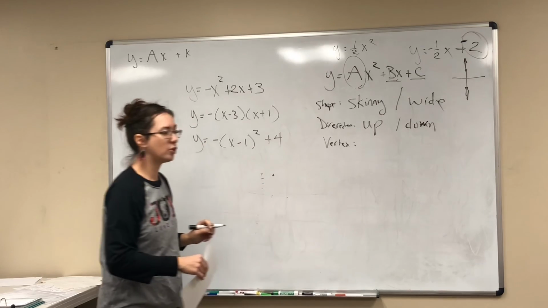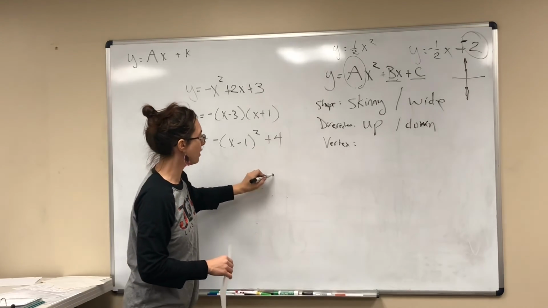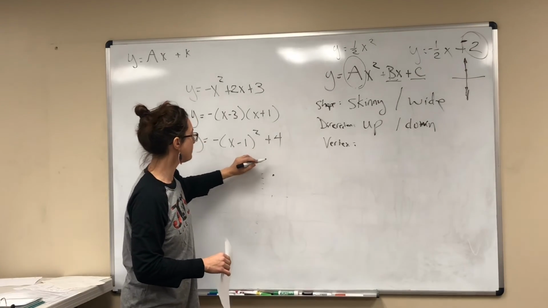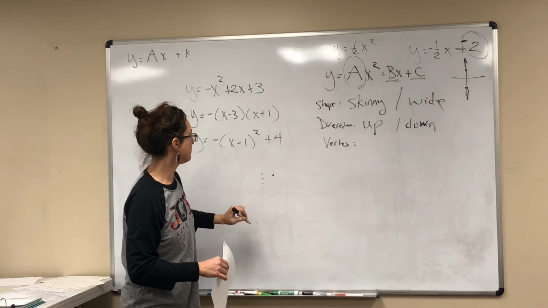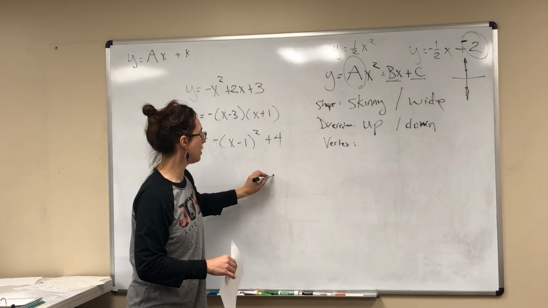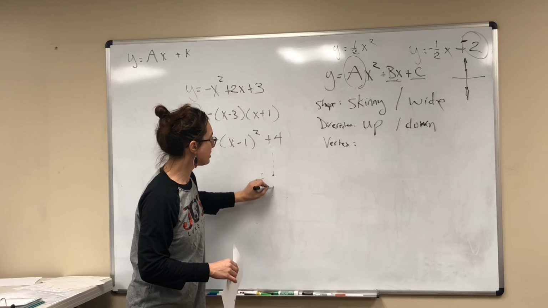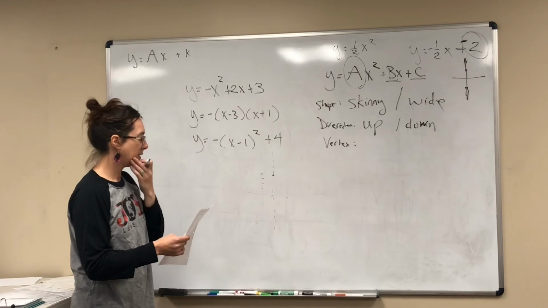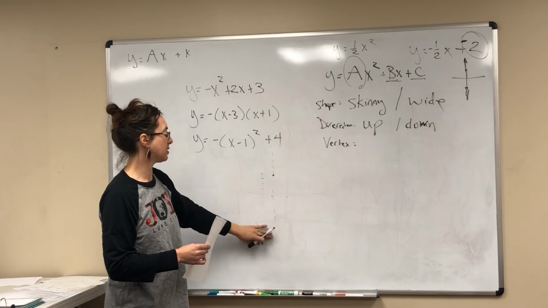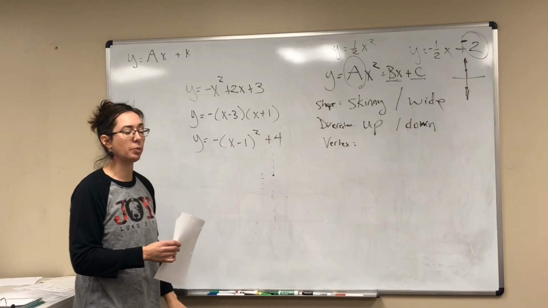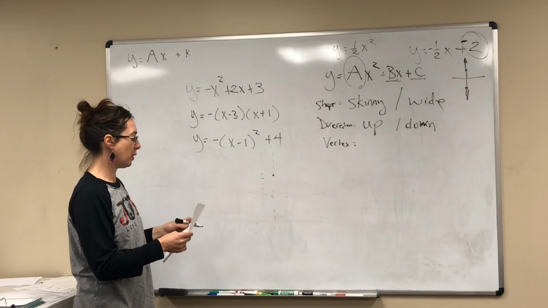If our vertex is 1, 4, this is where you'll need to have graph paper to sketch it out. So it's over 1, up 4. Yep, 1, 4. So my axis of symmetry is x equals 1, right? Because it's all the points along x equals 1. It'll be that vertical line, x equals 1.